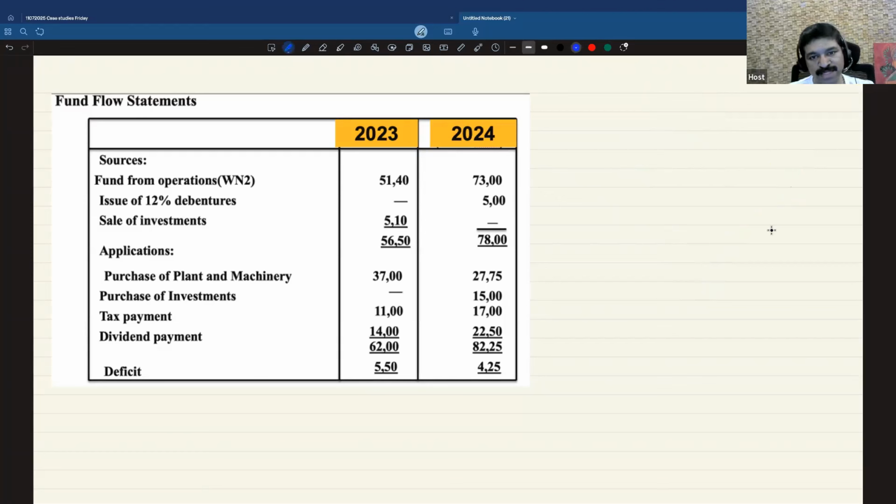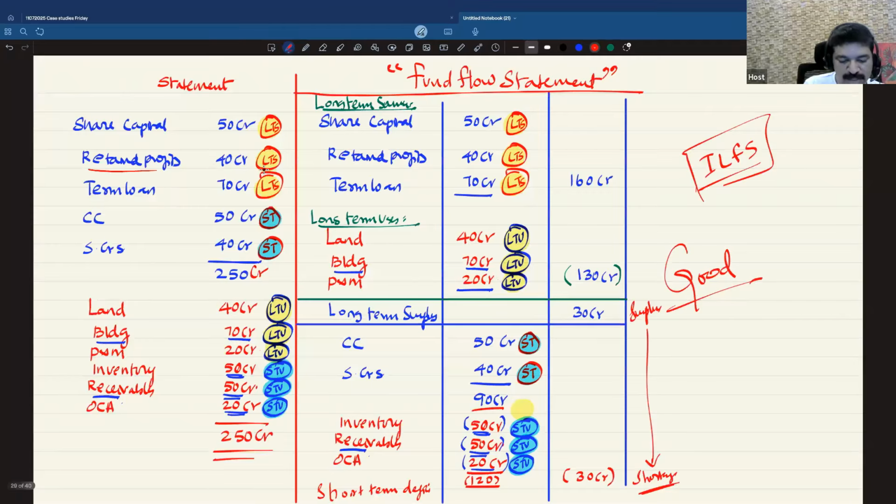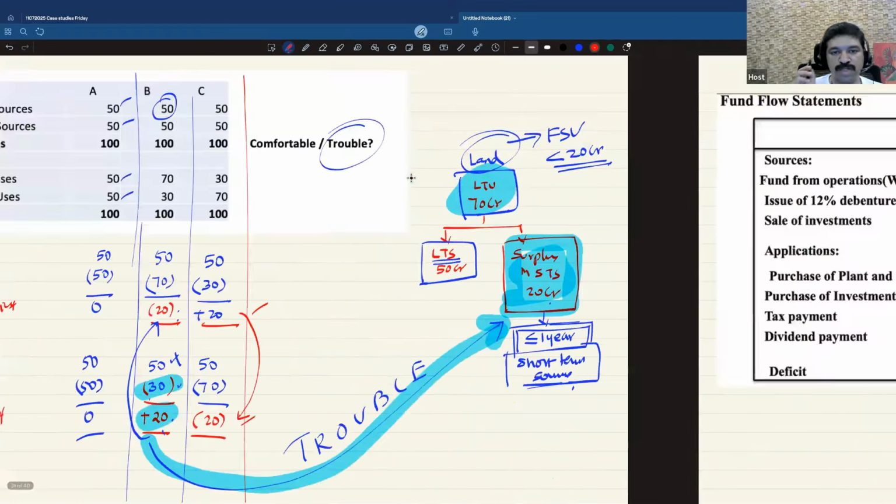And let's get ready to admire the beauty of the fund flow statement once again. Look at here. This business has made funds from operation of 5,140. This is nothing but profits made by the business after doing certain technical adjustments. You need not worry about those; that is taken care of by accountants. You understand that this is the profit they have made in the year 2023. And this profit is considered as long-term source, LTS.